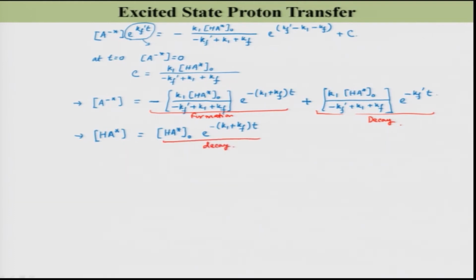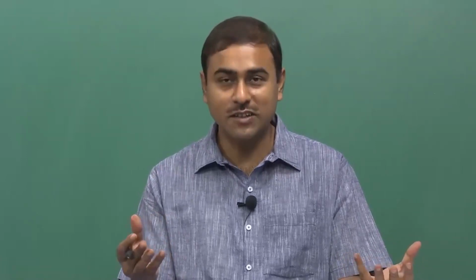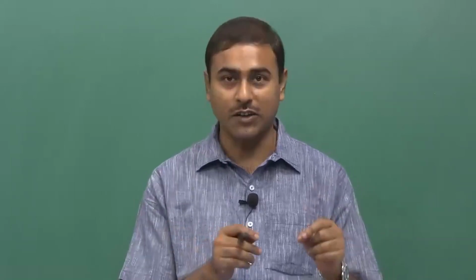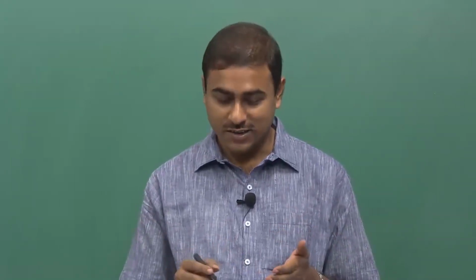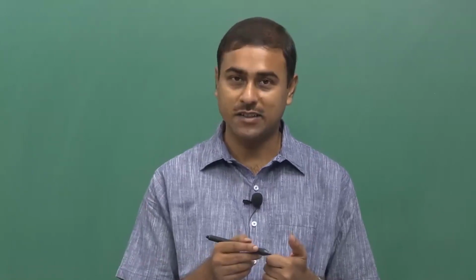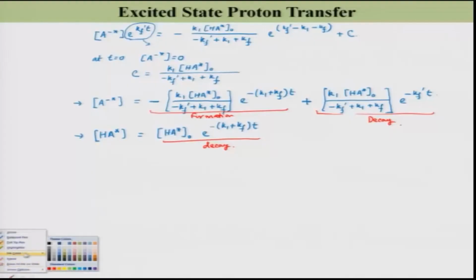That is why people generally do not want to call it fluorescence decay. We want to say fluorescence transient, because in some cases, like this case, it is not a decay, it is a formation, it is a rise. So, generally we speak of a fluorescence transient. Now if I plot this fluorescence transient of HA star and A minus star, how is it going to look? Let us plot it quickly to see that.